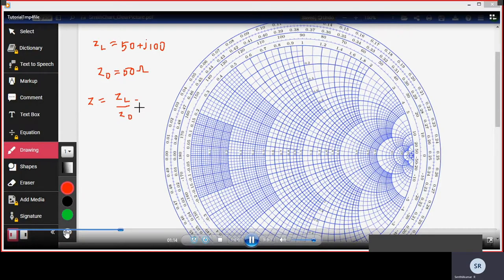The normalized impedance z is equal to the load impedance ZL divided by the characteristic impedance Z0. Divide 50 plus j100 by 50 ohms. You will get 1 plus j2 ohms. 1 plus j2. No unit for normalized impedance z. Now we are going to mark this normalized impedance in the Smith chart.